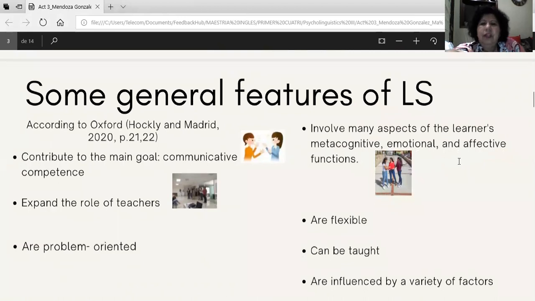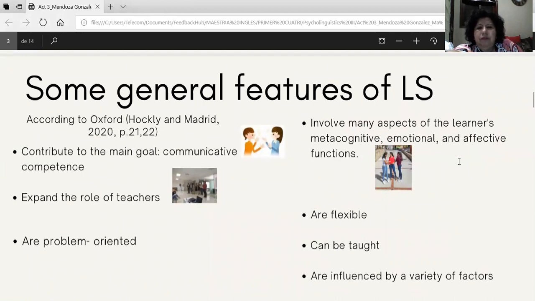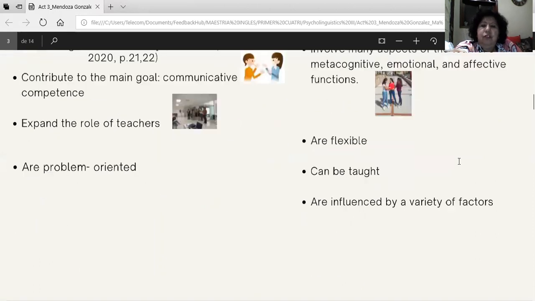Then here are some general features of learning strategies. According to Oxford, these strategies contribute to the main goal, that is the communicative competence. They expand the role of teachers. As we know, it is not only to teach, but it also contributes to motivating, monitoring, etc. They are problem-oriented, involve many aspects of the learner's metacognitive, emotional, and affective functions, are flexible, can be taught, and are influenced by a variety of factors.